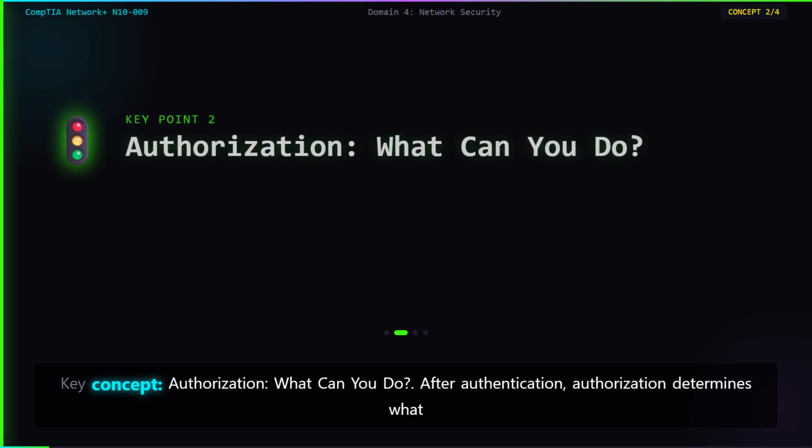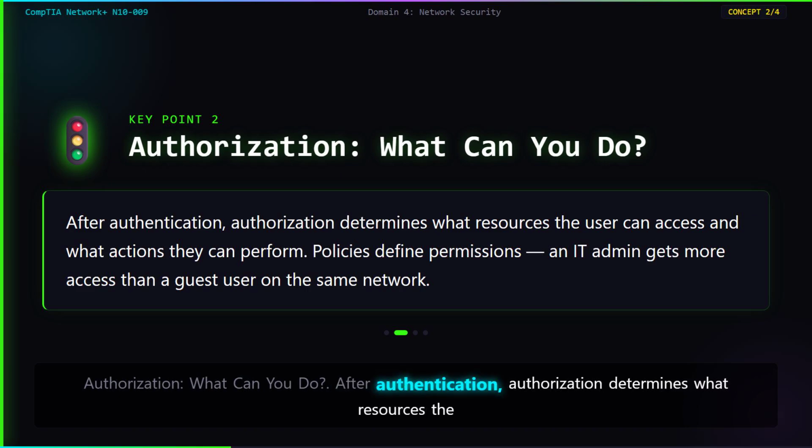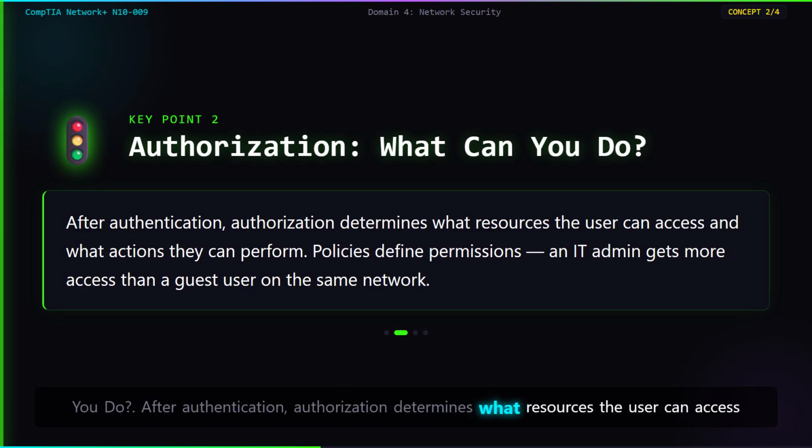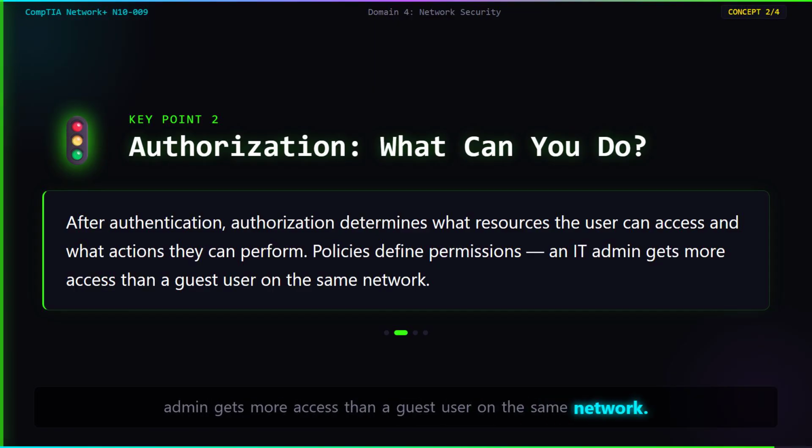Key concept: authorization. What can you do? After authentication, authorization determines what resources the user can access and what actions they can perform. Policies define permissions. An IT admin gets more access than a guest user on the same network.